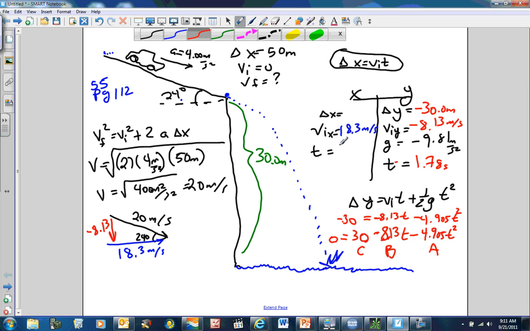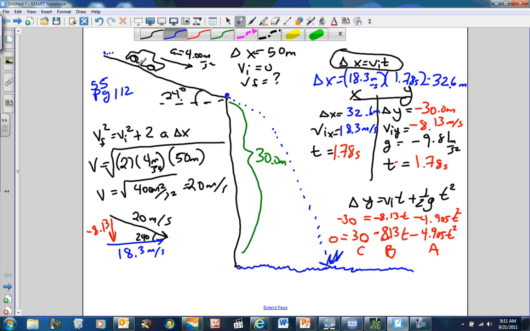Well, the time is the same for the delta x, and so the A part, which is going to be the B part for us, is plugging into this equation, delta x equals 18.3 meters per second times 1.78 seconds. And you get 32.6 meters. That's how you do that problem.